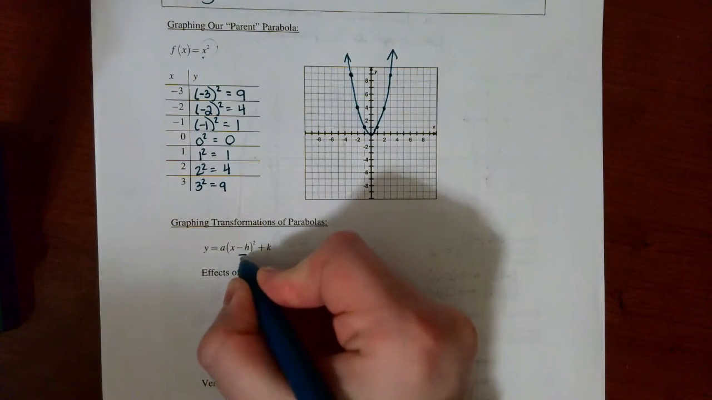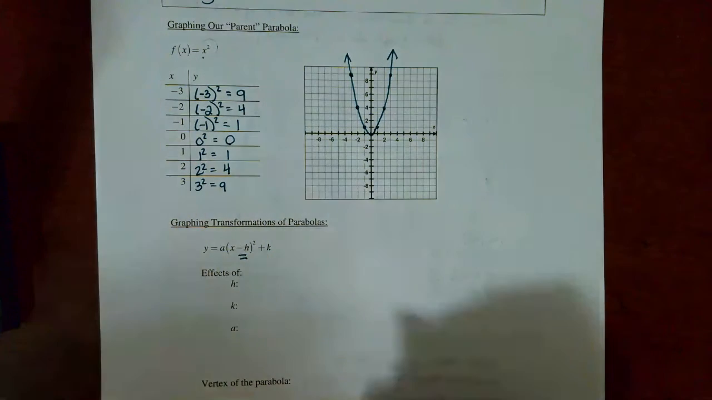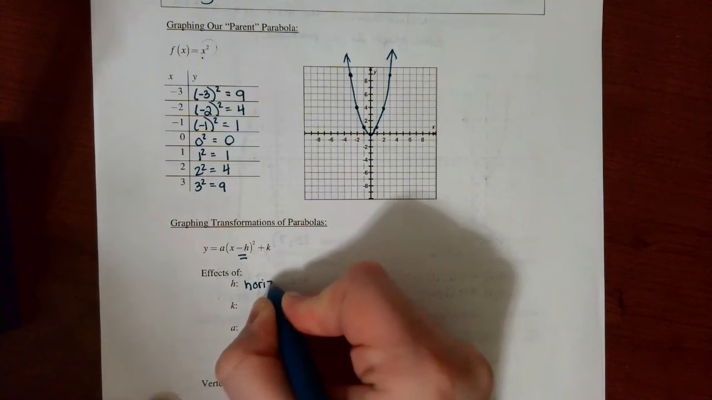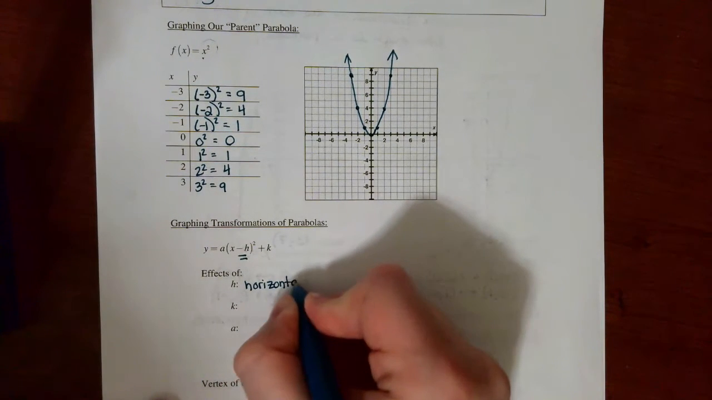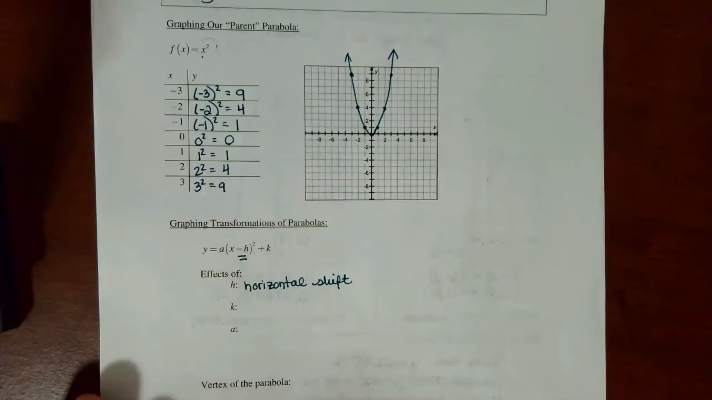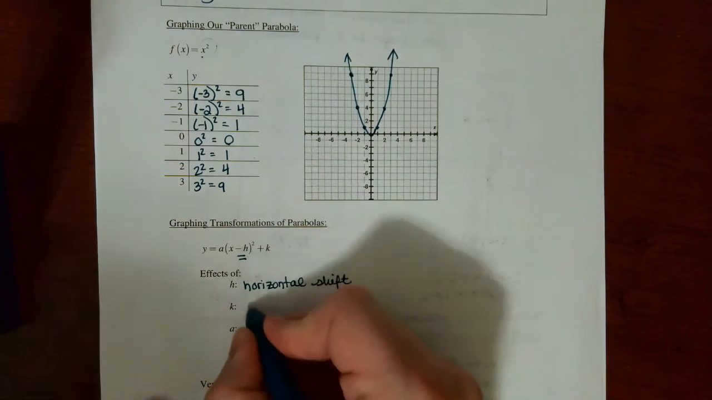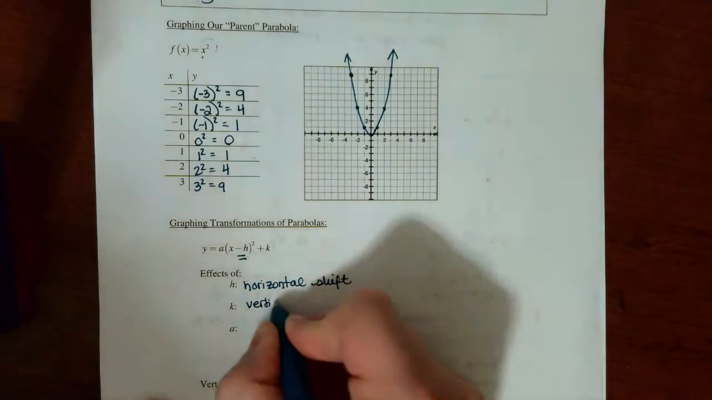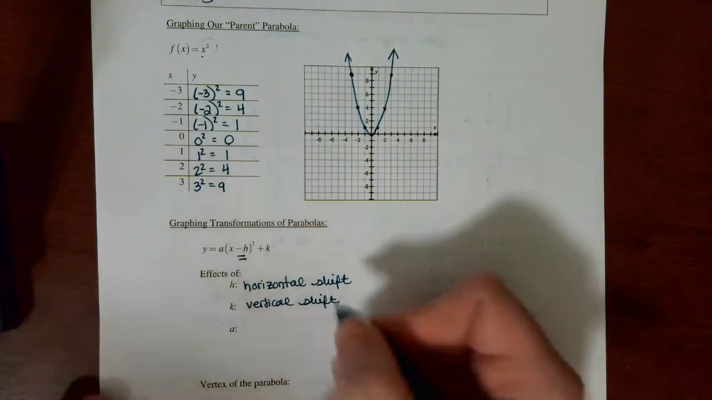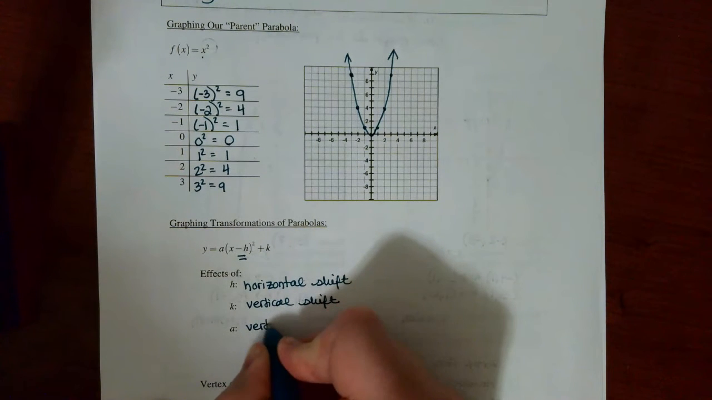If we subtract something inside our parentheses, just like if we subtracted it inside our absolute value bars, that would be a horizontal shift. Adding or subtracting some number at the end, that's a vertical shift. Some number out front, that's a vertical stretch.